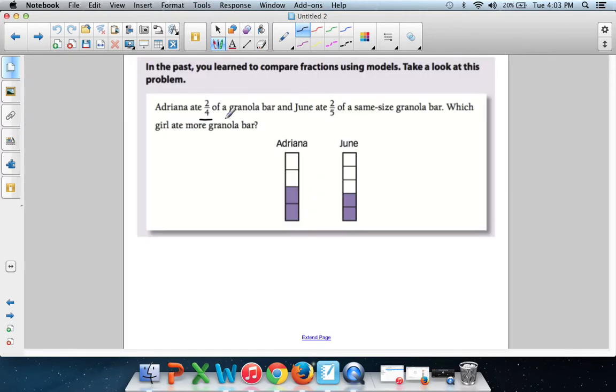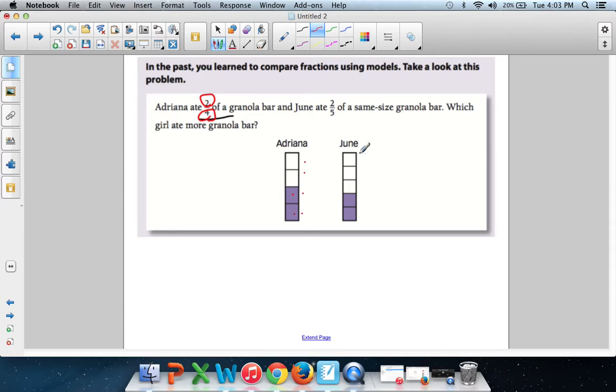Adriana ate 2/4 of a granola bar. Right here, you can tell that's definitely what Adriana did because there's 1, 2, 3, 4 pieces, just like the denominator says, and 2 of them are shaded in, just like the numerator says. Numerator, denominator. I don't know if I said that right the first time.